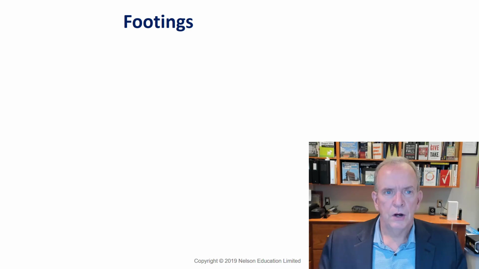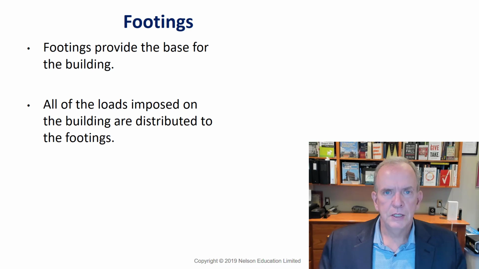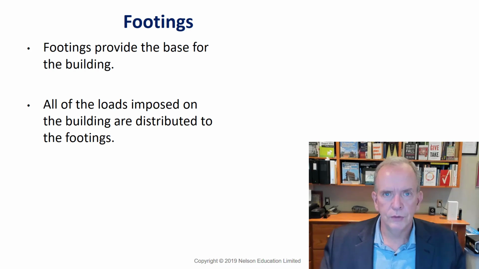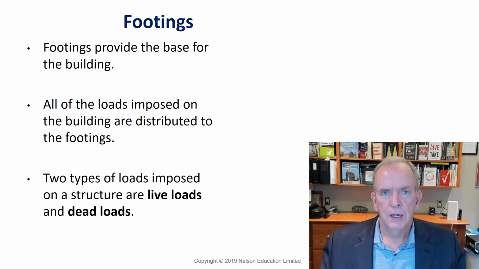So we start out with our footings, and really our footings provide the base for the whole house to sit on. All of the loads imposed on the structure and the building, they rest on the footings, and those loads are distributed onto the ground. And so we have to make sure that the ground is able to carry that weight. And the types of loads that a building has, they're both live loads and dead loads. So a live load is something that moves. You invite your friends over and everybody's dancing on the deck in the backyard. That's a live load. It's movable, right?